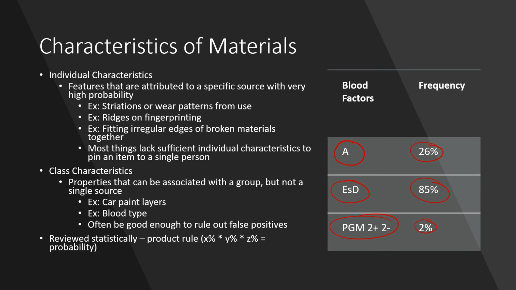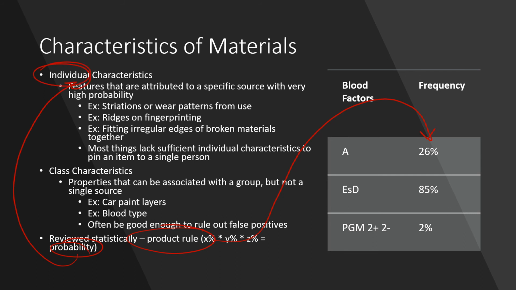These are all types of class characteristics. Everybody has or potentially has these genes in them. You're going to test whether or not the person has that gene, and if they do, what the likelihood in the population is that they have that gene. The product rule refers to your ability of multiplying these frequencies together to get the probability that the class characteristics combined all point to a specific individual.